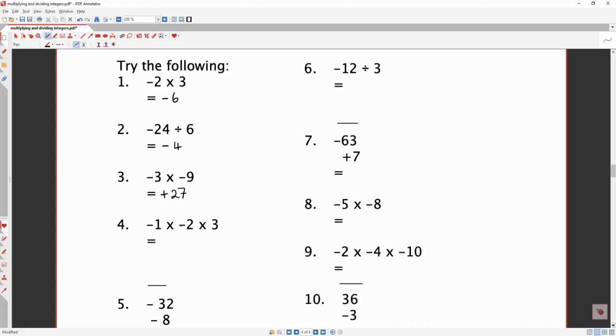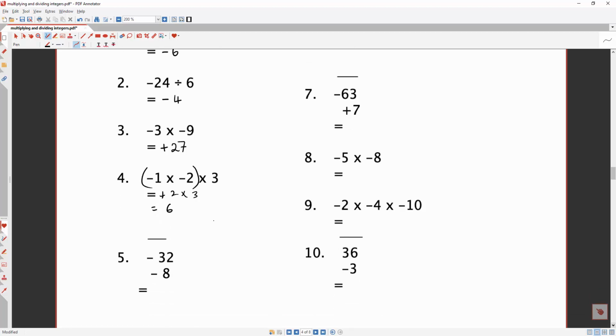Alright, here's an interesting example. We've got negative 1 times negative 2. So the laws of order say that we have to do that first, and then we'll multiply the result by 3. So negative 1 times negative 2 is 2. Okay, a negative multiplied by a negative is a positive. So we've got positive 2 times 3, and a positive times a positive, well, that's just a positive. 2 3s are 6.